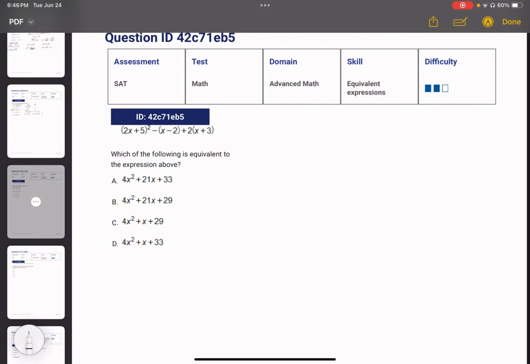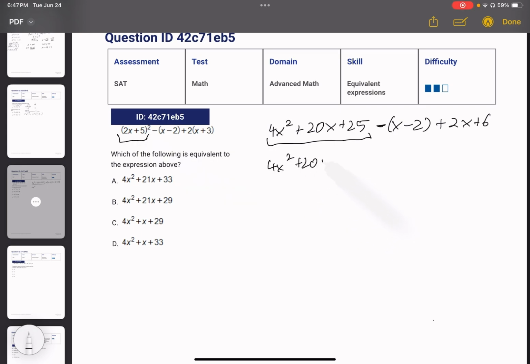Okay, so this is simply just evaluating the expression. So we have 4x squared plus 20x plus 25 minus x minus 2 plus 2x plus 6. The reason I kept this in parentheses is because we have to distribute the negative. And right here, this is just that simplified. Okay, so now we have 4x squared plus 20x plus 25 minus x plus 2, because the negative times a negative is positive, plus 2x plus 6.